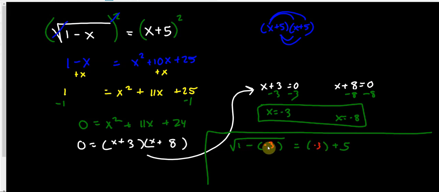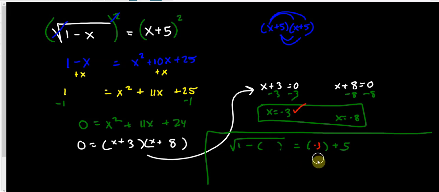Okay, 1 minus negative 3. Let's see, minus and negative is like plus. So that becomes 1 plus 3, which is just 4. Let's see, a negative 3 plus 5 is just 2. And the square root of 4 is 2. Okay, so that one checks out. No stresses with that one. Let's check the other one here and see if it checks out.